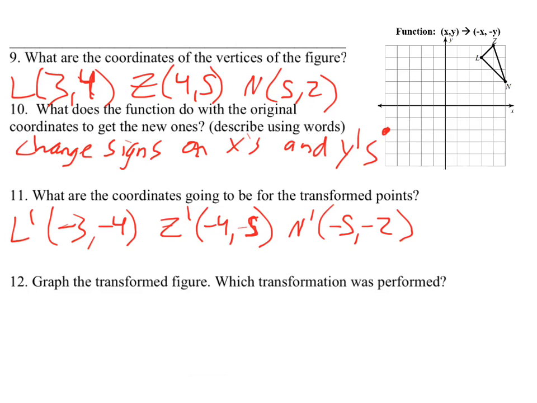So this is moving on to graphing this. There's my N prime, negative 3, negative 4. There's my L prime. And then Z is at negative 4, negative 5 puts Z prime right there. Connect that up. And ta-da! You got the new figure. And that transformation is taking this figure and rotating it 180 degrees around the origin. So that's what you put down.